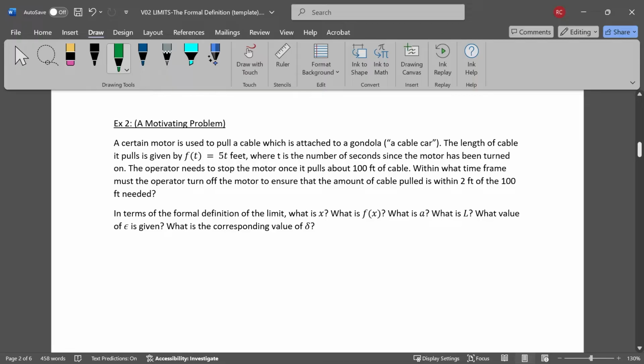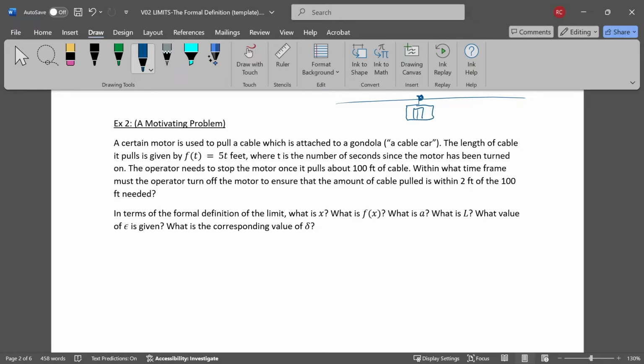A certain motor is used to pull a cable which is attached to a gondola. So that's a cable car. I mean something like this: you've got a cable, and there's a car with a motor on top. It's got maybe a door here. If you've ever been in a theme park, there's a good chance you've seen something like this. The length of cable it pulls is given by f of t equals 5t feet, where t is the number of seconds since the motor has been turned on. In other words, if t is 3, meaning you leave the motor on for 3 seconds, this motor will pull the car 15 feet.